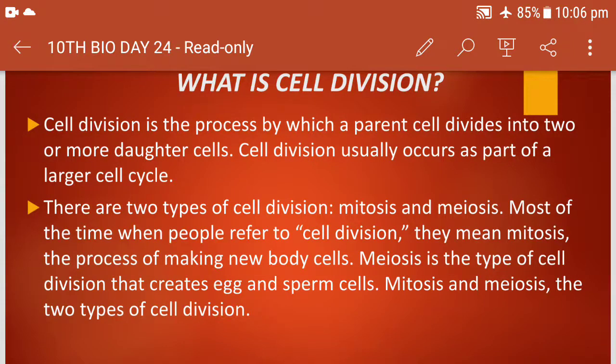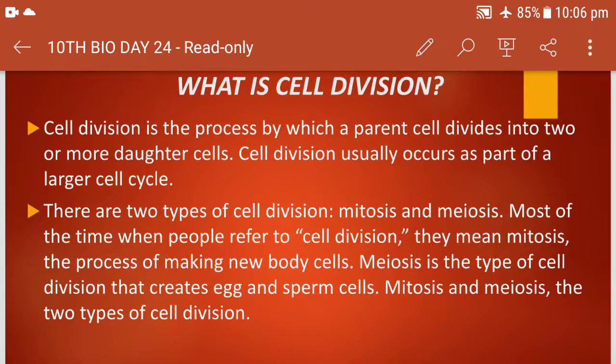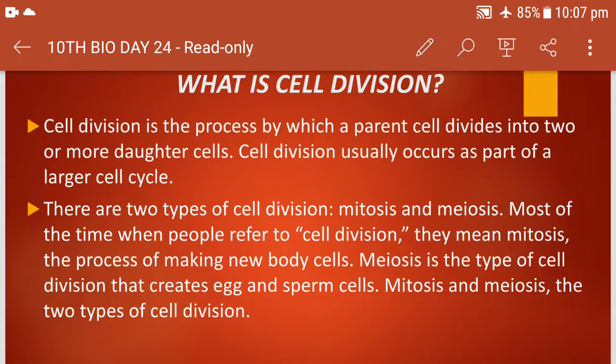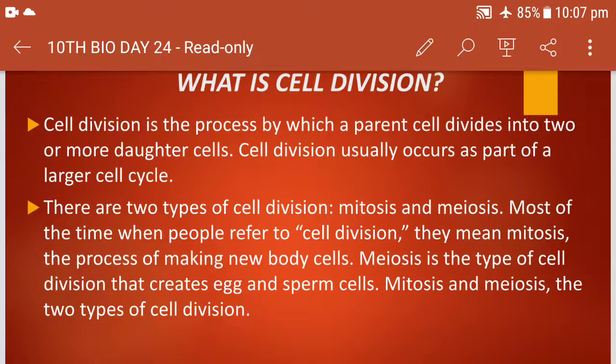Yes. You must have observed that you are growing in height. There is development taking place in your body. This growth and development is because of the cell division which is called mitosis. Whereas meiosis is another type of cell division which takes place only in the gametes, the sex cells, in the formation of egg and sperm. So we are going to do mitosis and meiosis in detail in today's session.